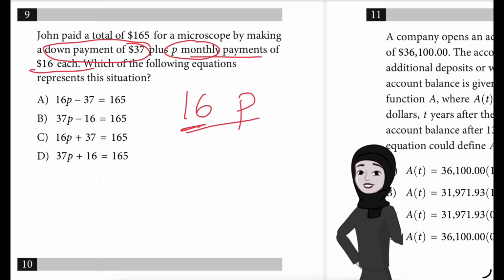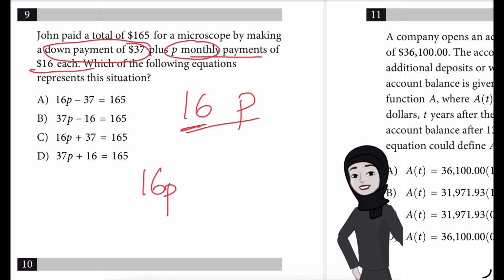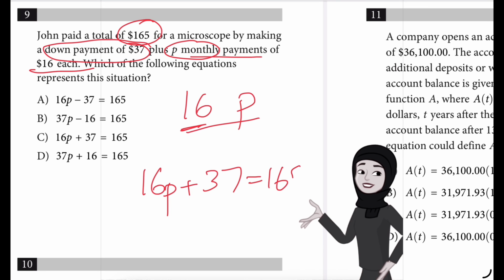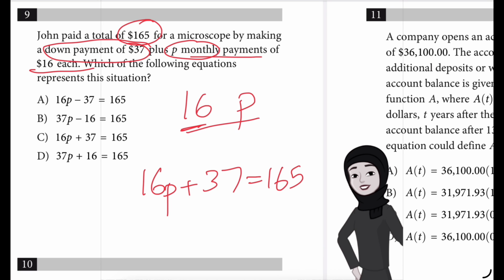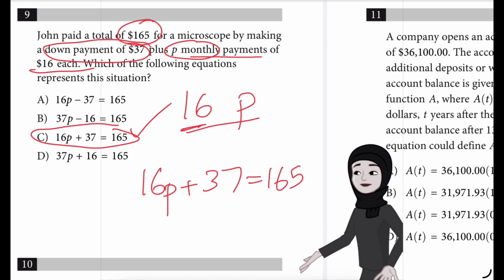And apart from the 16P, he has also made a down payment of $37. That also has to be added to that amount to find the total amount John paid, yielding the expression 16P plus 37. And what is the total he has paid? He has paid $165. So 16P plus 37 is equal to 165. The expression for the total amount John paid can be set equal to that amount, and this is matching to answer choice C.